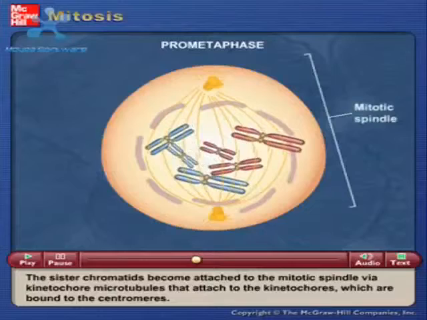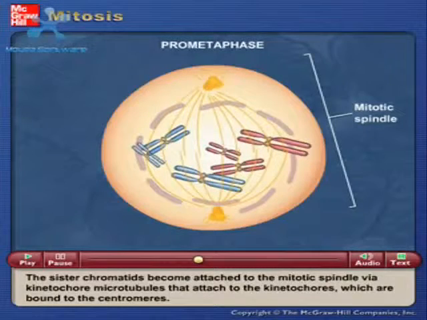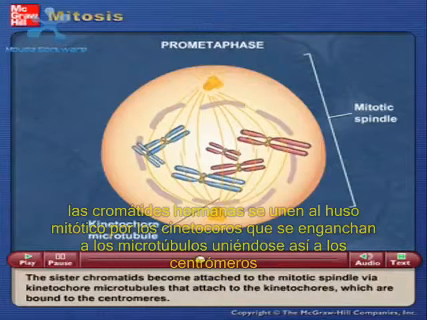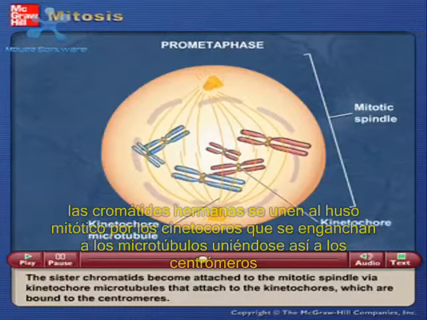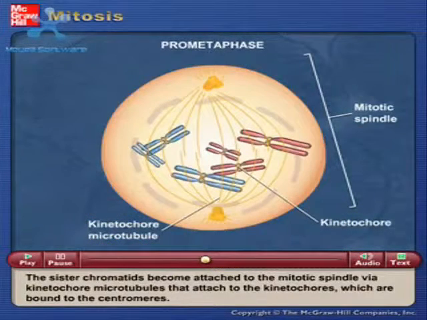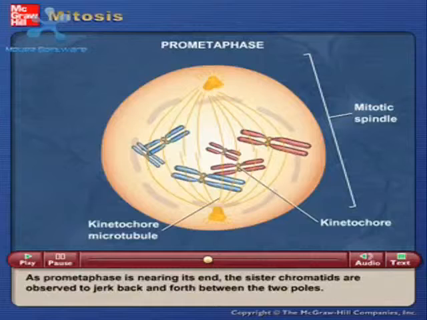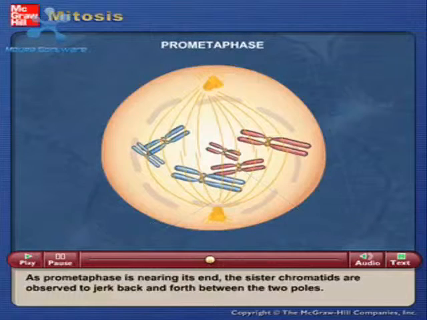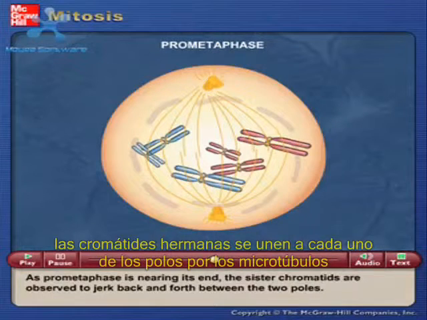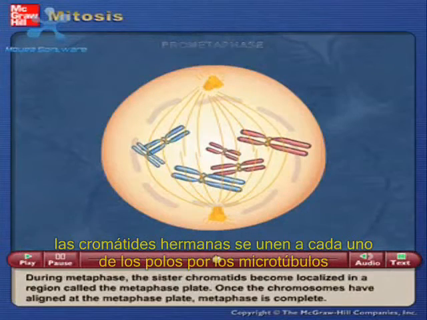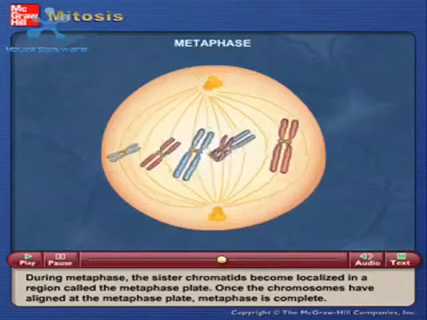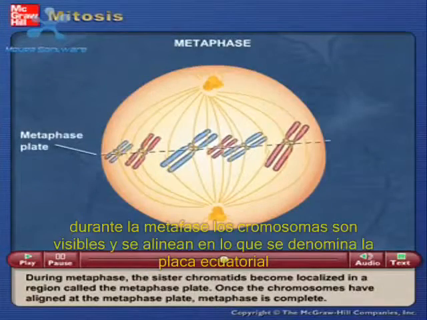The sister chromatids become attached to the mitotic spindle via kinetochore microtubules that attach to the kinetochores, which are bound to the centromeres. As prometaphase is nearing its end, the sister chromatids are observed to jerk back and forth between the two poles. During metaphase, the sister chromatids become localized in a region called the metaphase plate.